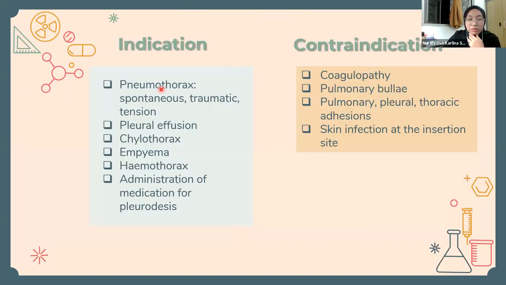So these are the indications for the chest tube, which include pneumothorax, pleural effusion, which can be exudates or transudates, chylothorax, which is lymph fluid in the space, empyema, pus in the space, hemothorax, blood in the space, and administration of medication for pleurodesis. Medication includes talcum, talc, which is a sclerosing agent for pleurodesis. Basically, pleurodesis is a procedure to adhere both the parietal and the visceral layers, which is the treatment for recurrent pleural effusion.